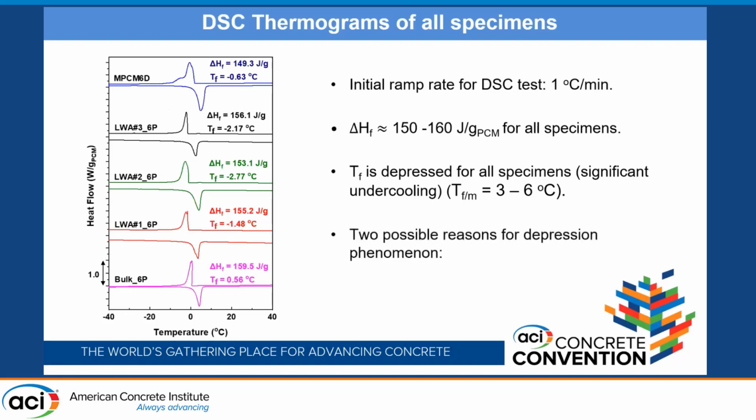So there can be two possible reasons for this. One is the ramp rate effect. Another one is the confinement of the PCM liquid in the lightweight aggregate pores and the microcapsules. The microcapsules have a formaldehyde shell, so that's why it puts the PCM liquid in confinement and it changes the phase change behavior.